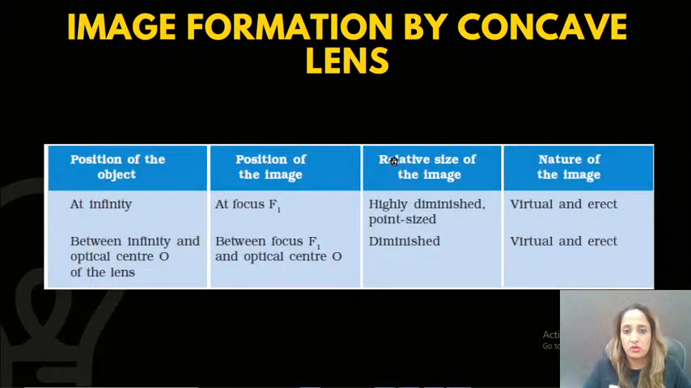Similarly, for the concave lens, we have only 2 conditions, whether the object is at infinity or at a finite point. So depending upon the position of the object, we'll get the position of the image, size of the image, and the nature of the image. Now we'll discuss all these points one by one.